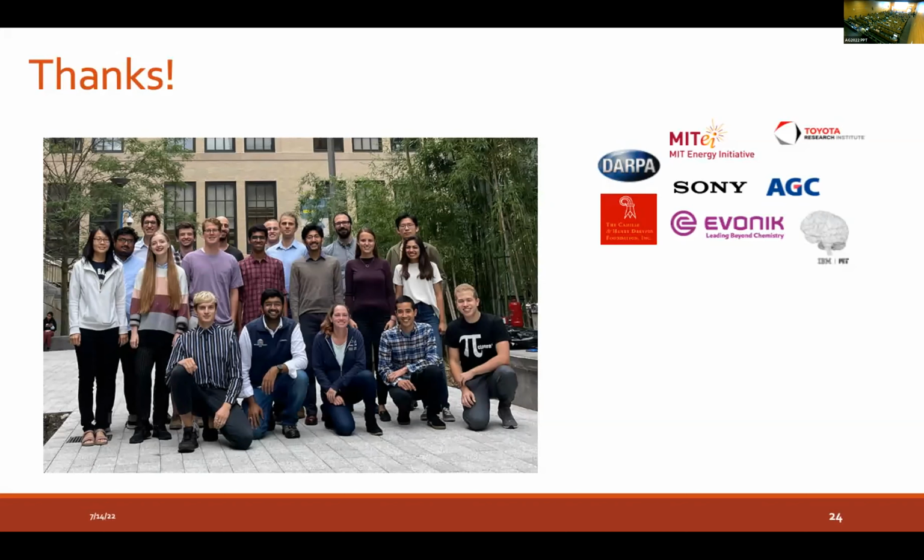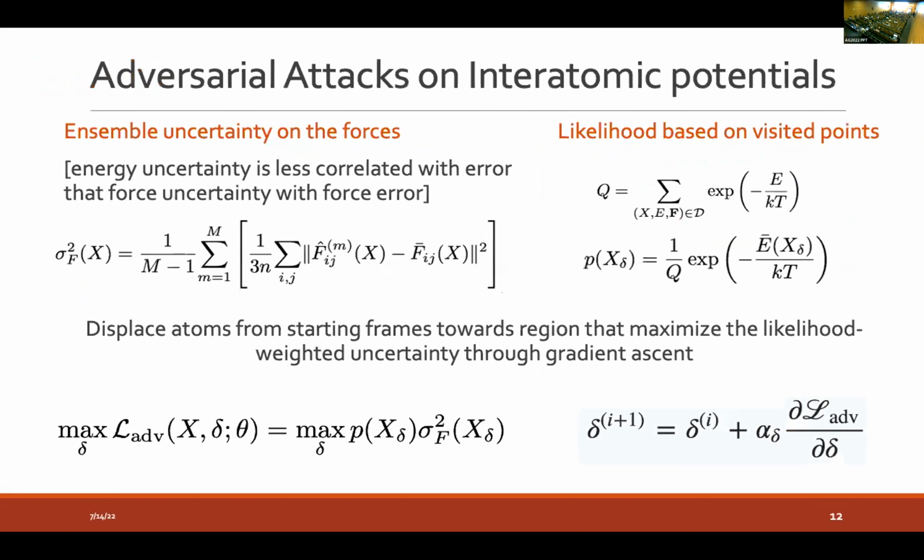I was very interested in your objective for this gradient ascent for finding the adversarial perturbation. It looked like some kind of product of some probability times the uncertainty, right? And what is your thinking behind adding this probability term?